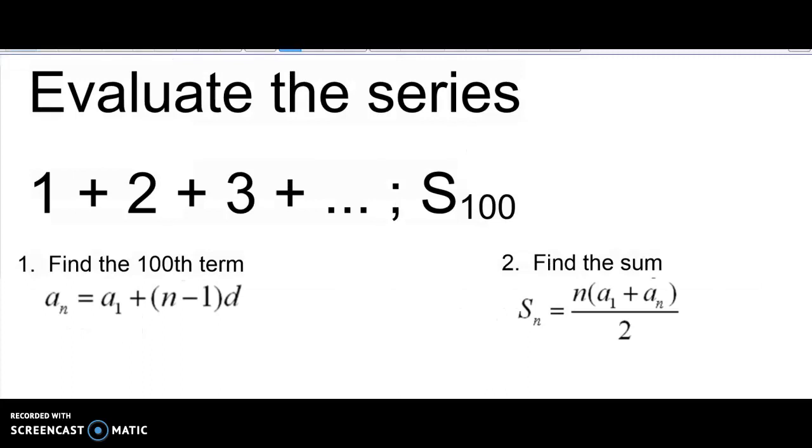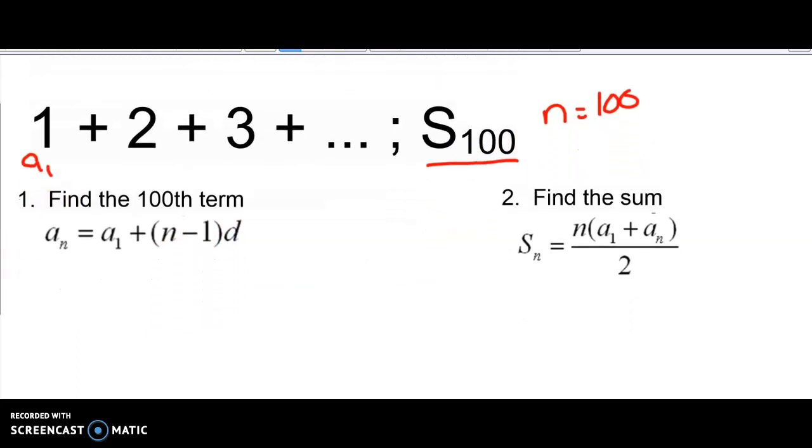We're being asked to evaluate the series. So there are 2 steps that you need to do. We have 1, 2, and 3. These are the first 3 terms of our sequence. So this would be our a sub 1 value. We're looking for the 100th term. So our n is going to be 100. So a couple of things that you have to identify. To find the 100th term in the sequence, we're going to use this formula. And remember, our n is going to be 100.